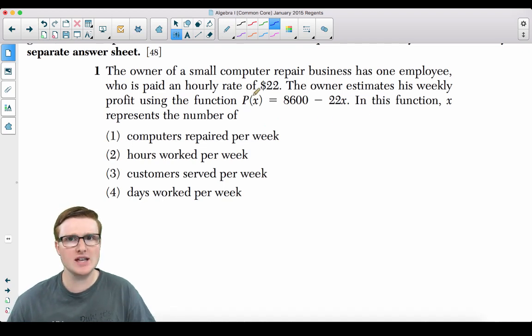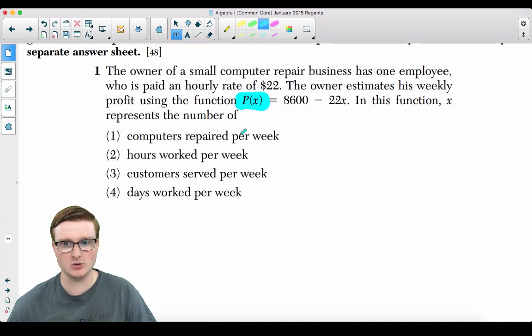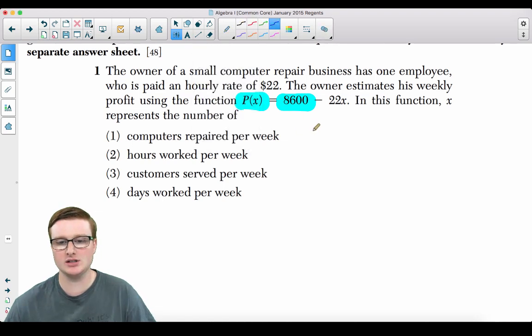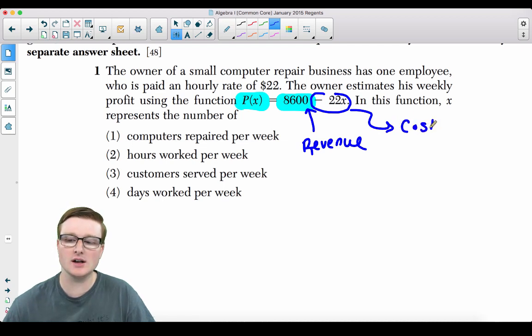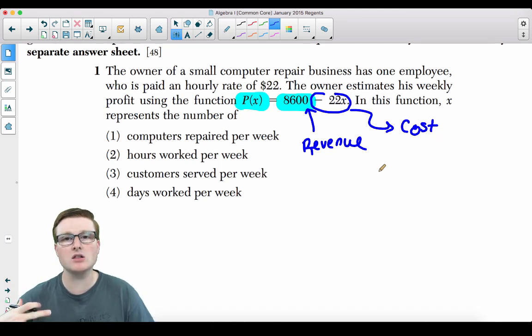Now, you need to understand what's going on here. This is a profit function. This $8,600 here, that's his revenue. Revenue is how much you bring into the business. This negative 22x is his cost function. So of course he needs to pay this worker, so it's $22 times x. Well, what does that x represent? That's the hours worked per week.